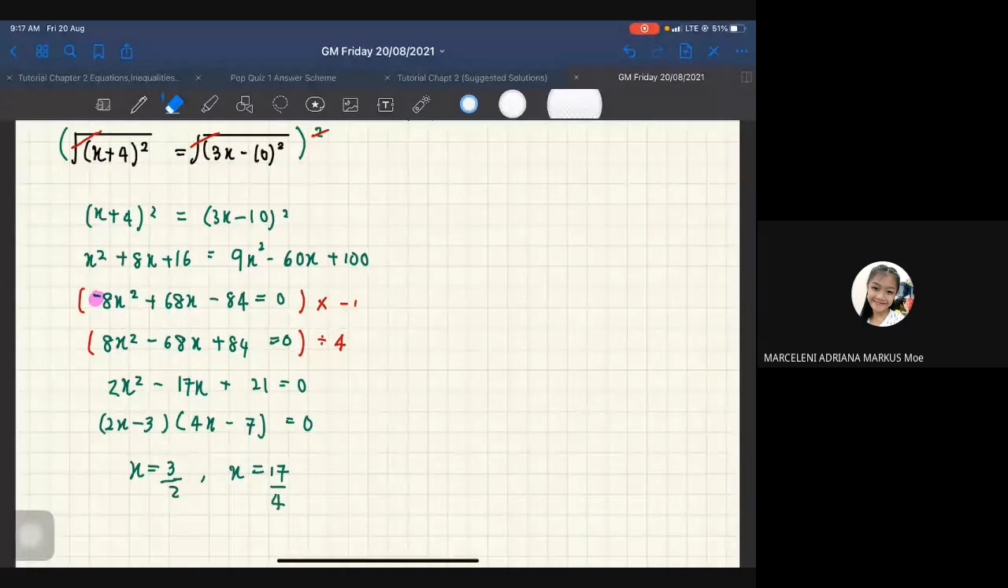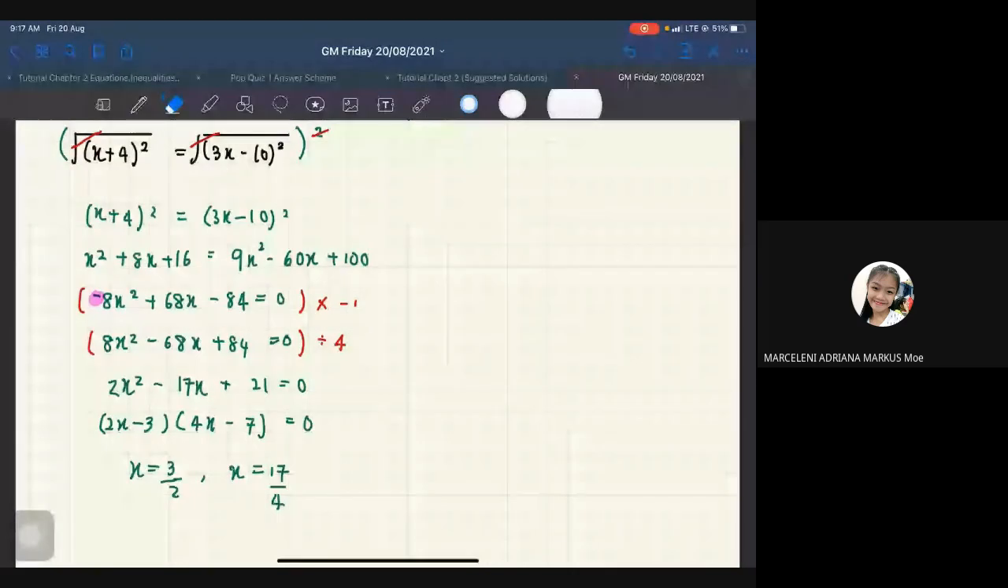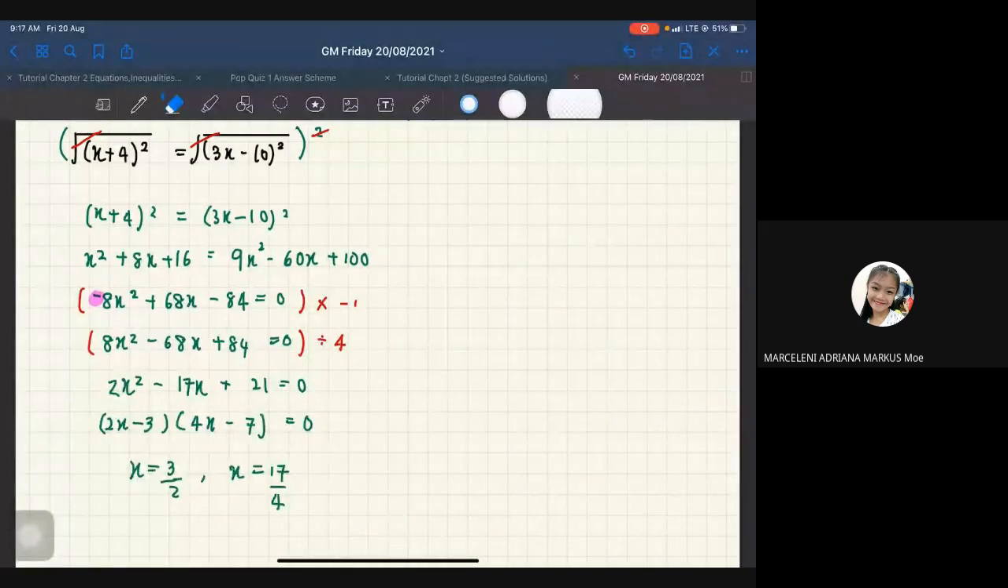So kita try tekan calculator balik. So I have 2. Negative 17. 21. Yelah, 7 dengan 3 over 2. So this one is 7 sahaja. Okay, betul. Okay.